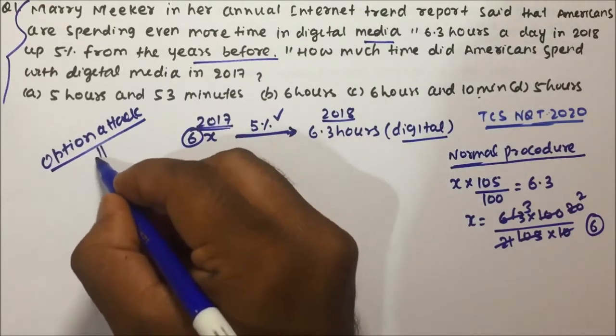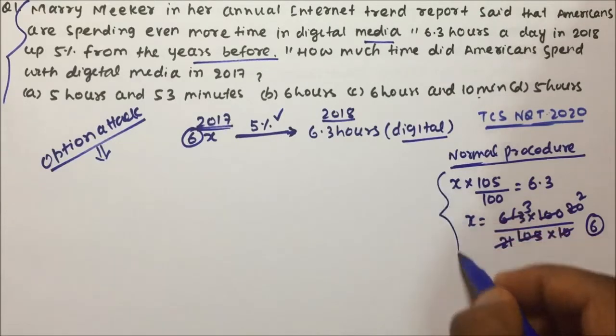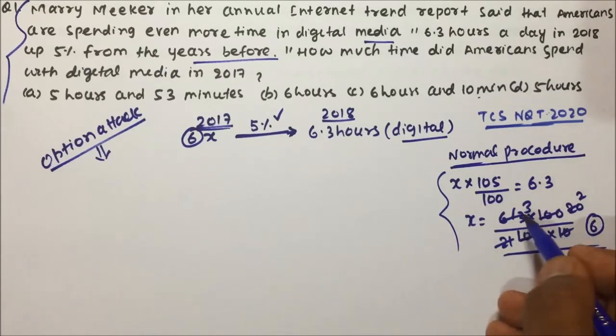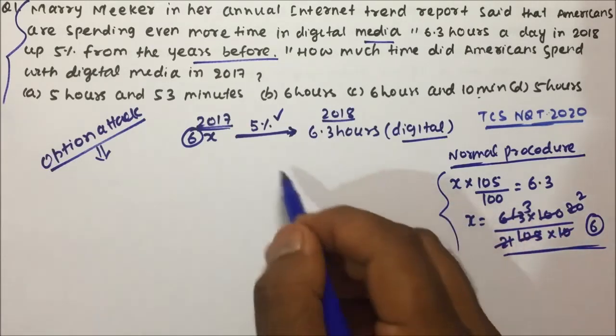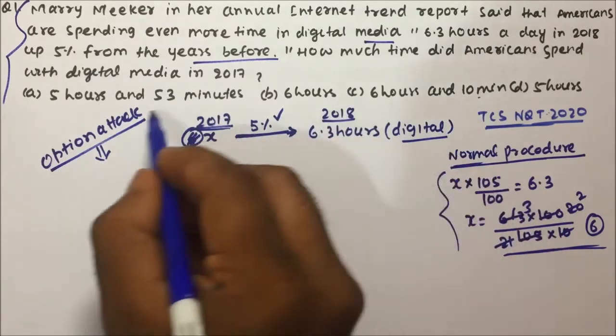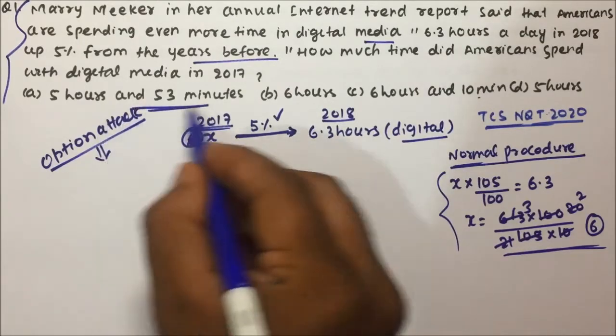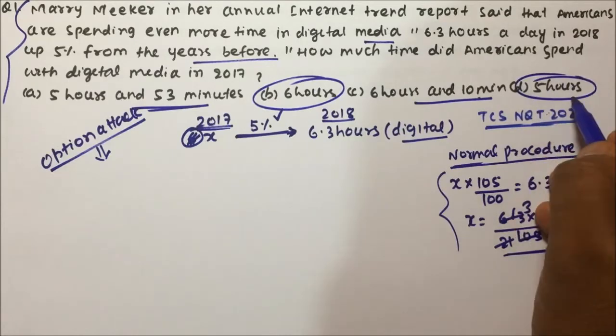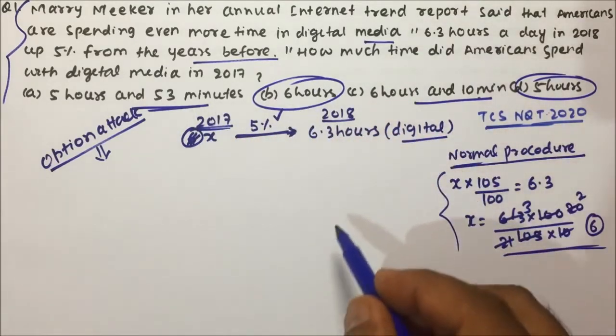But now friends, I am saying do not use this method. You might get confused and you might not be able to solve this question in the exam. So go for the option attack, which is an easier option. So in 2017 how many hours were they spending? You see, the options are 5 hours 53 minutes, 6 hours 10 minutes. So we will pick the option which has the whole number, not a fraction, like this.